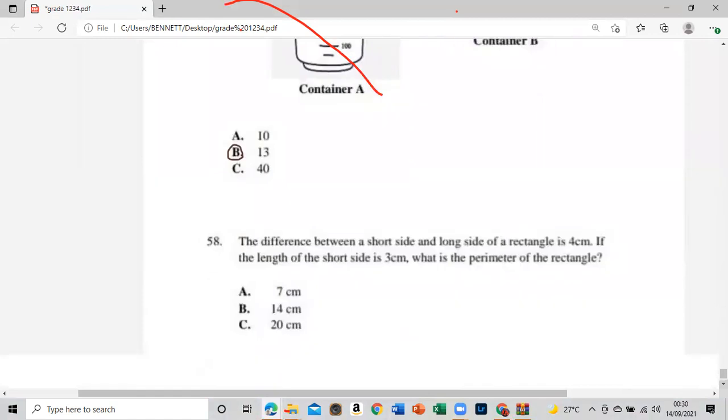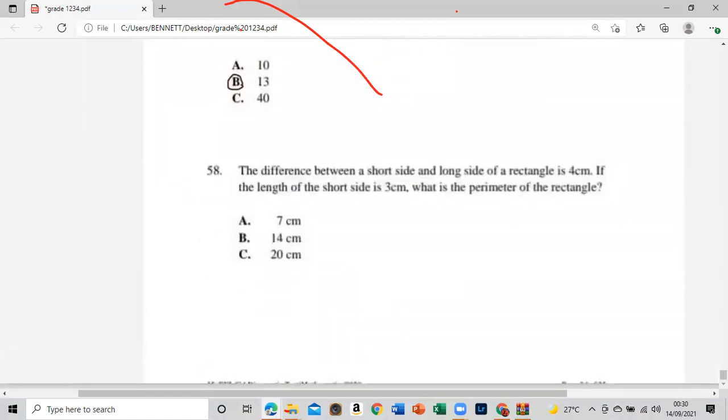58. The difference between a short side and a long side of a rectangle is 4 centimeters. If the length of the short side is 3 centimeters, what is the perimeter? Awesome stuff. Alright, the difference between the short side and the long side. It's always good to draw the rectangle so you can relate to it, right? They say the difference between the short side and the long side is 4. So they say the short side is 3.